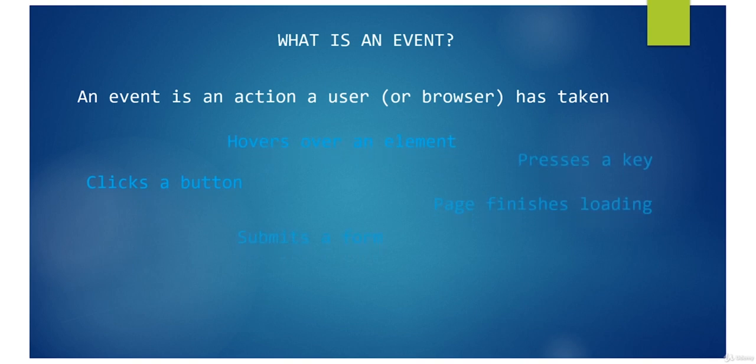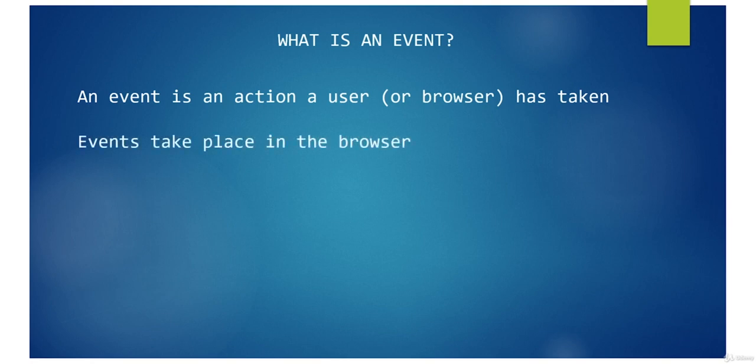And there are many different types of events, like when a user hovers their mouse over an element, when a user clicks on an element, submits a form. The browser can even submit events when the page finishes loading. What about when a user presses a key? These are just a few examples of different types of events, but there are many more. So we know an event is an action a user or browser takes. Importantly though, an event always takes place in the browser.